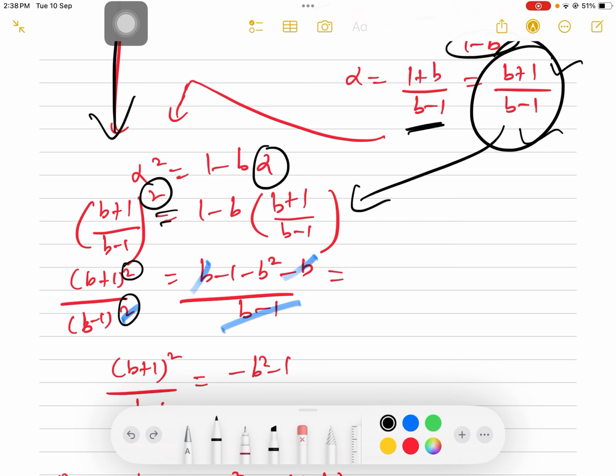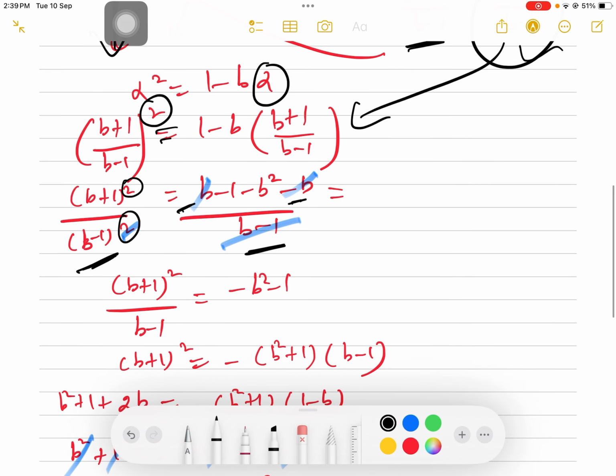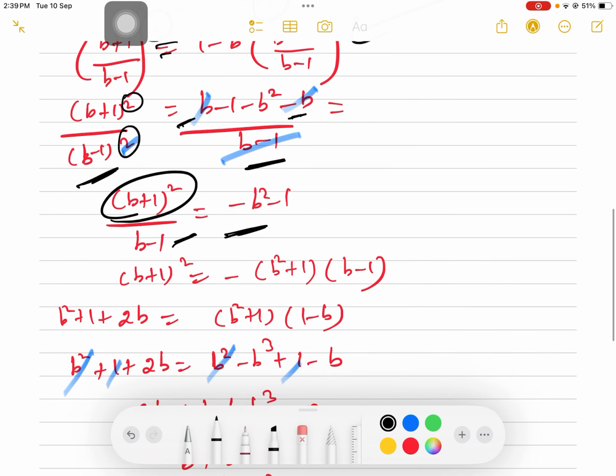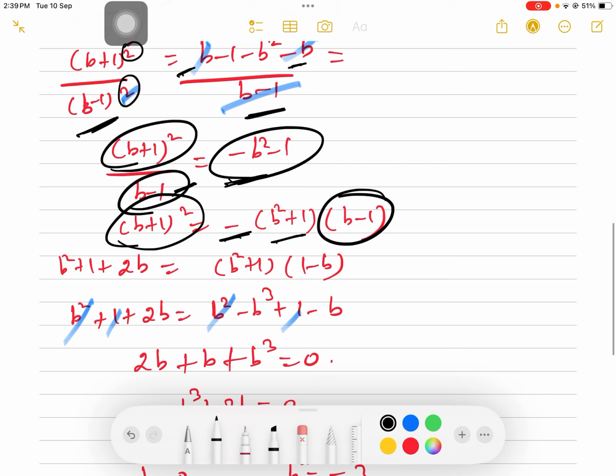Then these two multiplied I got minus b square, and then again minus b plus 1 multiplied I got minus b. So the plus b and minus b got cancelled, and here b minus 1 and b minus 1 whole square, so one b minus 1 got cancelled. What is left here is b plus 1 whole square, and down b minus 1 only, and on the right side minus b square minus 1. After that I shifted b minus 1 to the right side. So b plus 1 whole square equals, from these two terms I took minus sign common, so b square plus 1 is left, and this into b minus 1.